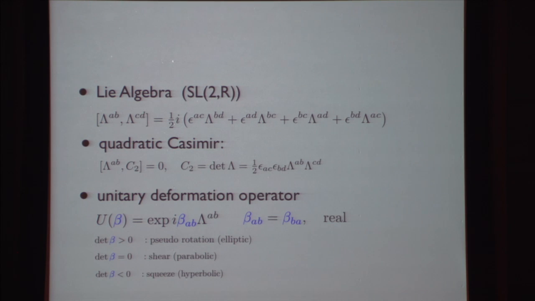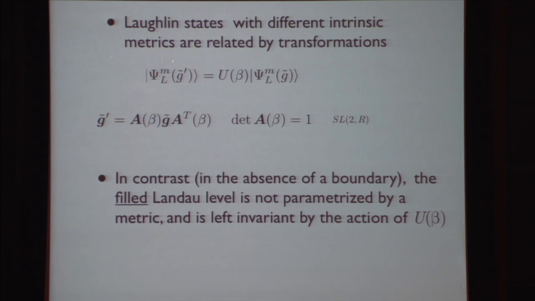So the Laughlin states with different values of this intrinsic metric are just related to each other by application of this linear area-preserving deformation, which, all it does, the action on the metric is an SL(2,R) transformation of the metric of the system. So of course, if it's a finite droplet, the boundary shape gets changed too. But in the thermodynamic limit, this has all its action in the bulk.